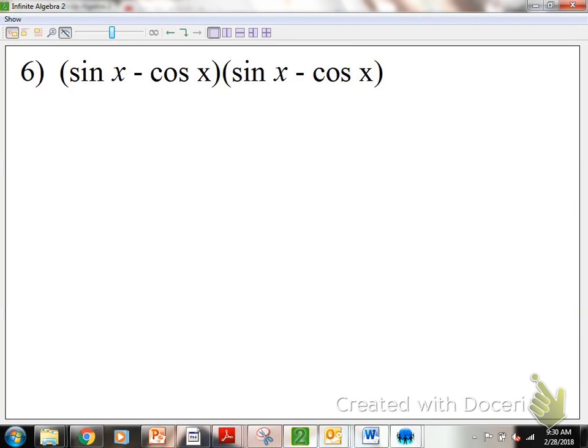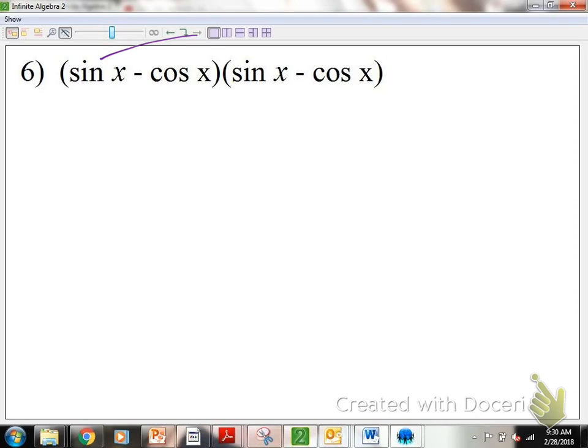Let's see. This is the last one, and then we'll do some factoring, and then we're going to be out of time. This one is similar to the last one. What's another way that I could have written this? Sine x minus cosine x squared, right? You'll see that from time to time, but this is already kind of in expanded form for us. So we will distribute here.